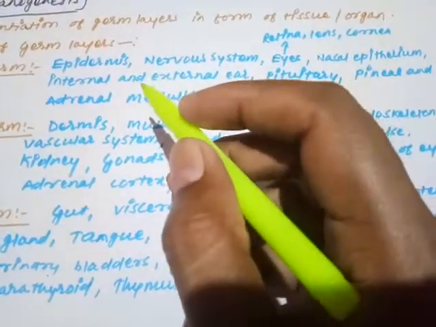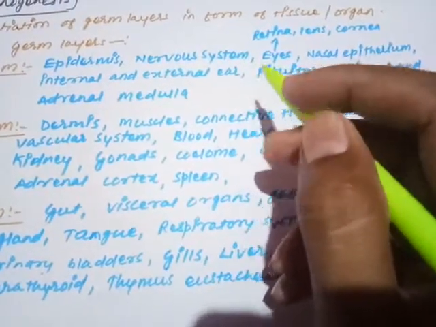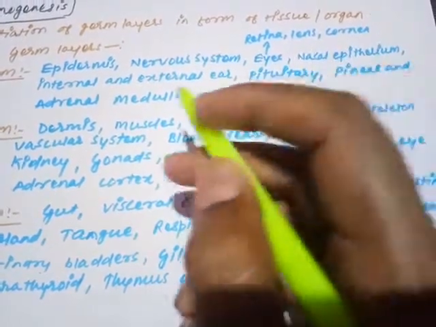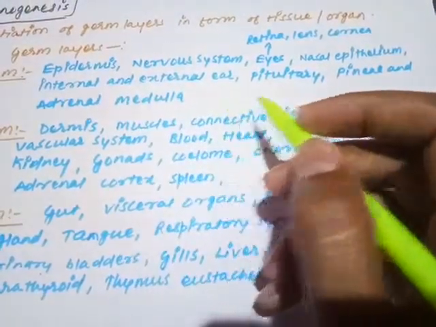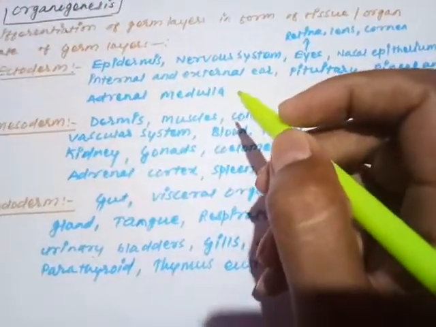So once again I am repeating: epidermis, nervous system meaning the spinal cord and the brain, in the eyes the retina, lens and cornea, nasal epithelium, internal ear and external ear, pituitary gland, pineal gland and adrenal medulla are produced from the ectoderm.